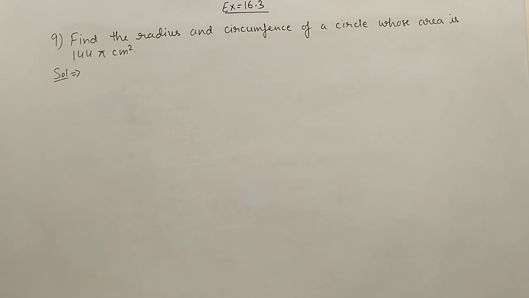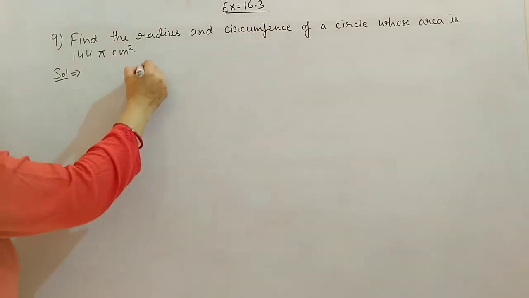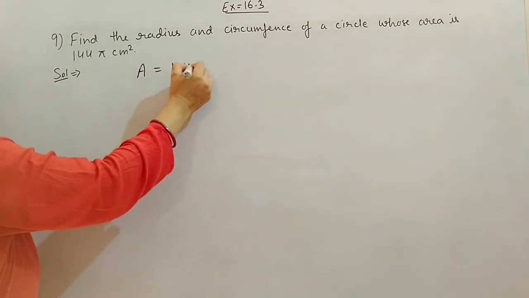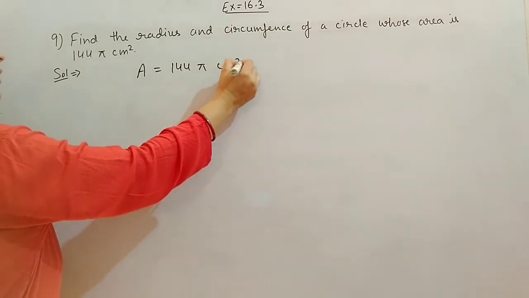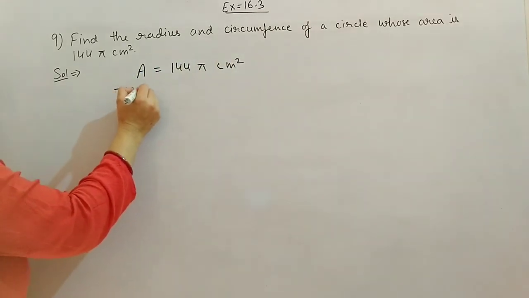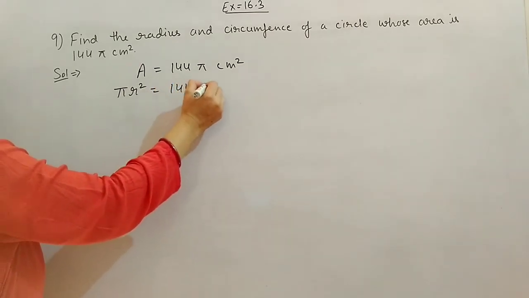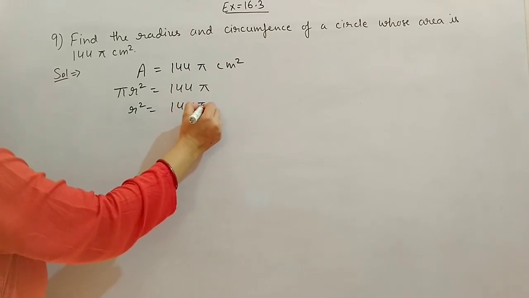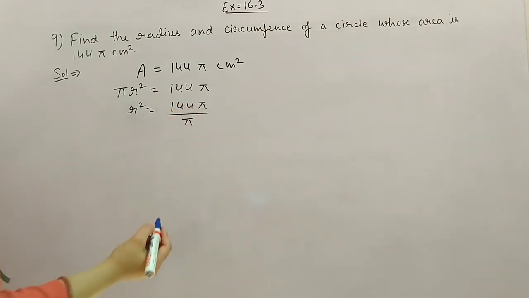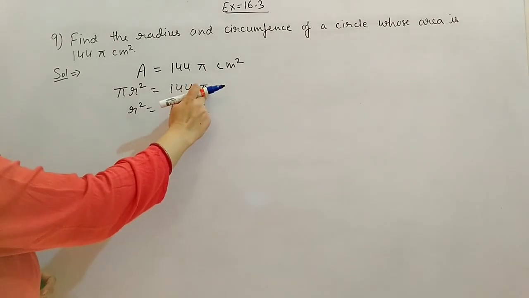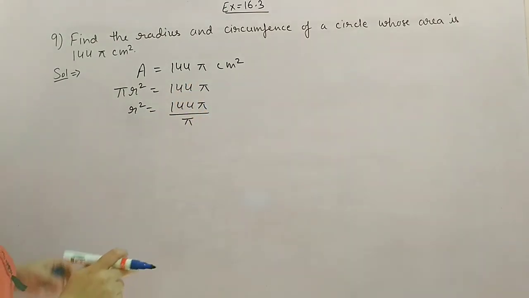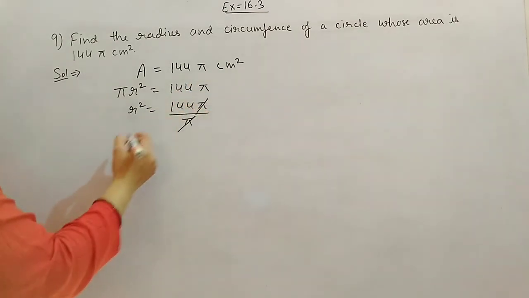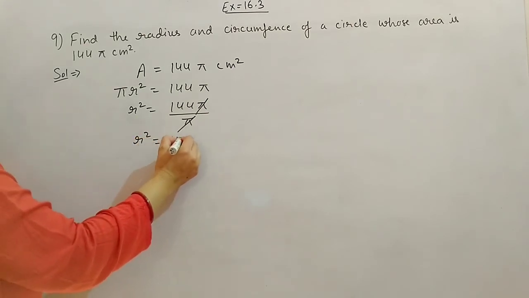Next, question number 9. Find the radius and circumference of a circle whose area is given as 144 pi centimeter square. So the area is given here as 144 pi centimeter square. The area formula is pi r square is equal to 144 pi. So r square is equal to 144 pi divided by pi. We are not substituting the pi value here because the area is given in the form of pi only, so it will cancel out. So r square is equal to 144.